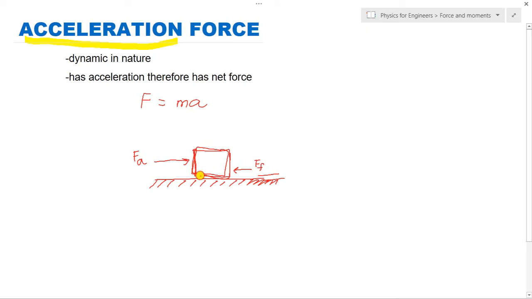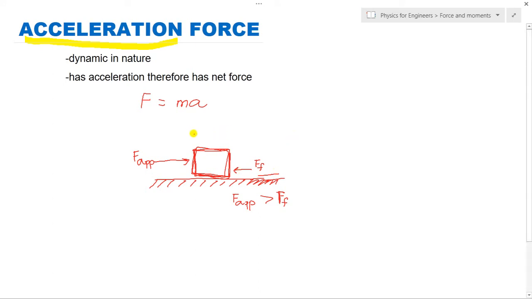Now, let's assume that our applied force is greater than our frictional force. Of course, class, what is your guess? What is the indication if the force we apply on the object is greater than the resistance? What will happen to the object? Does it stay in place or does it move? So it will move, because the applied force is greater.